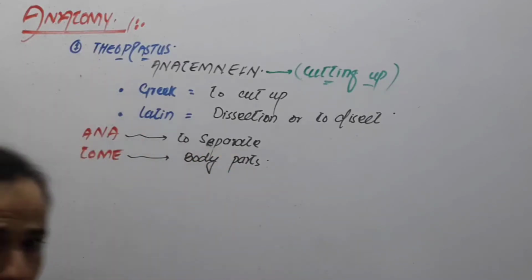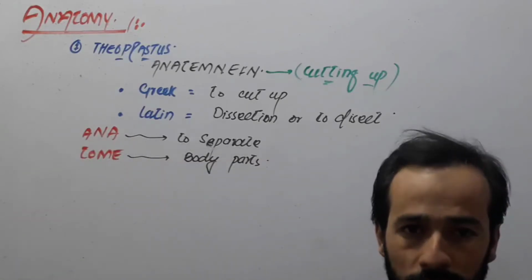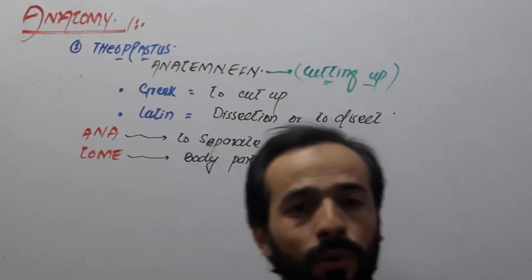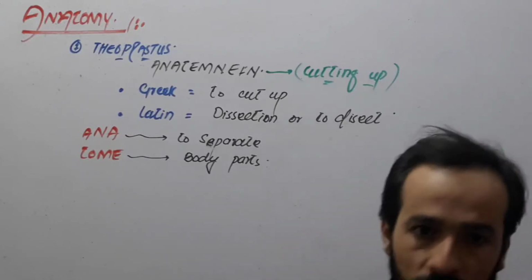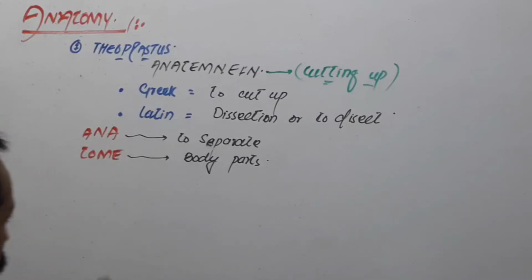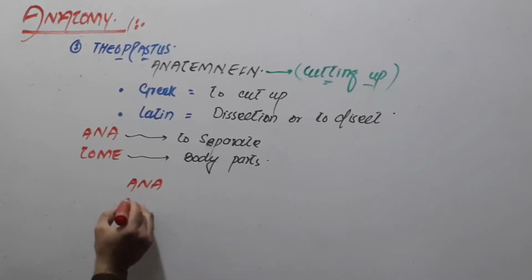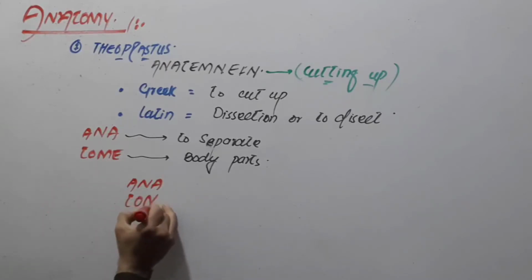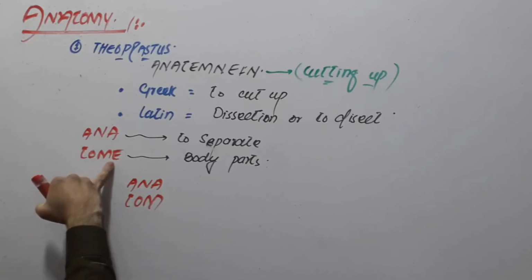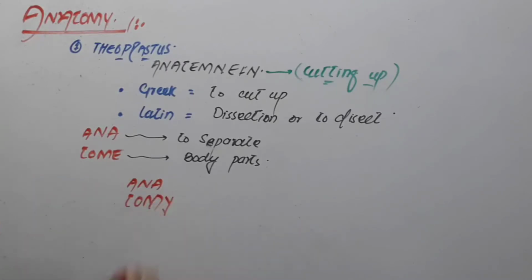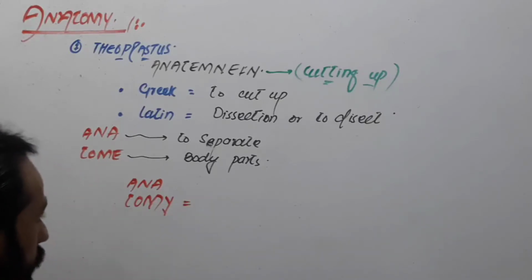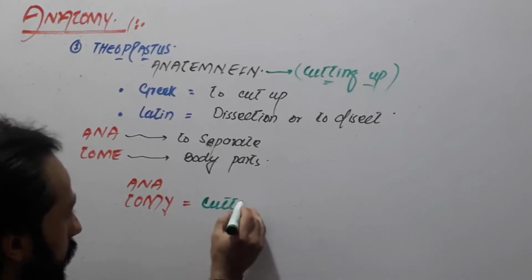So what do we do in anatomy? In anatomy we separate the body parts. In anatomy we learn how to separate the body parts, right? Let me go further forward and we will know completely what it means. Look carefully, my dear friends. Whenever we use ana and we put Y instead of E, here we have E, but when we put Y instead, this tomy now means cutting, right?